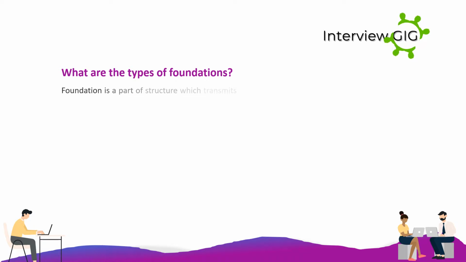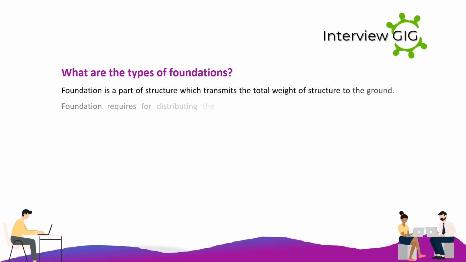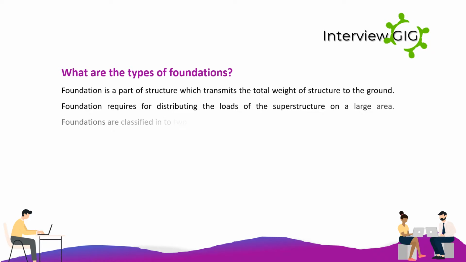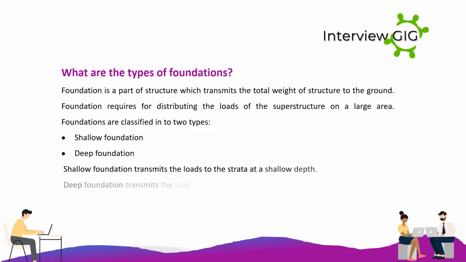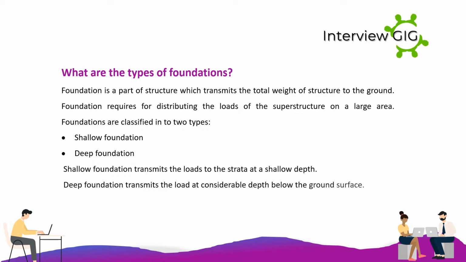What are the types of foundations? Foundation is a part of a structure which transmits the total weight of the structure to the ground. Foundation is required for distributing the loads of the superstructure over a large area. Foundations are classified into two types: shallow foundation and deep foundation. Shallow foundation transmits the loads to the strata at a shallow depth. Deep foundation transmits the load at considerable depth below the ground surface.